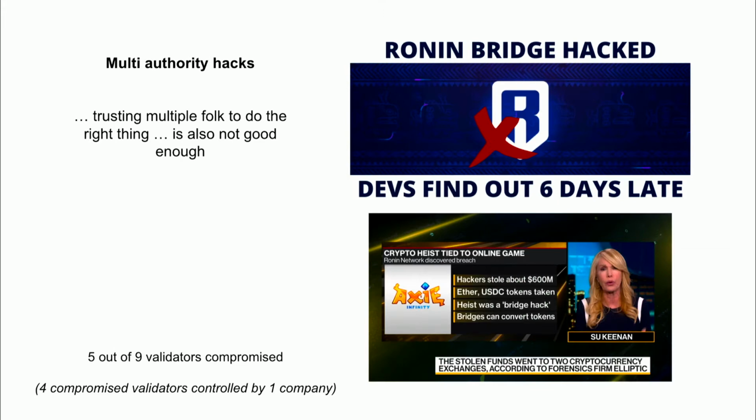But what about these multi-authority bridges? What's nice about a multi-authority bridge is that it makes it a bit harder. Instead of compromising one entity, you may have to compromise 5 validators out of 9. But again, that's not impossible.